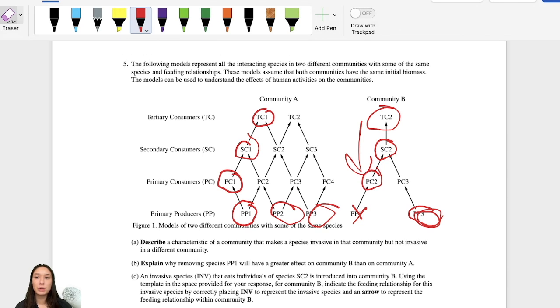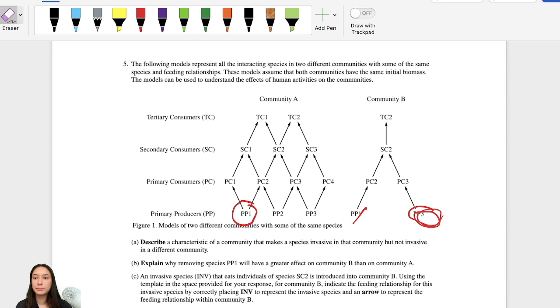So let's erase all my scribbles that I've got going on here. Okay, so we're just looking at community B. We're not concerned with community A for this one. They're saying that an invasive species eats individuals of species SC2. Okay, so it's going to eat SC2.